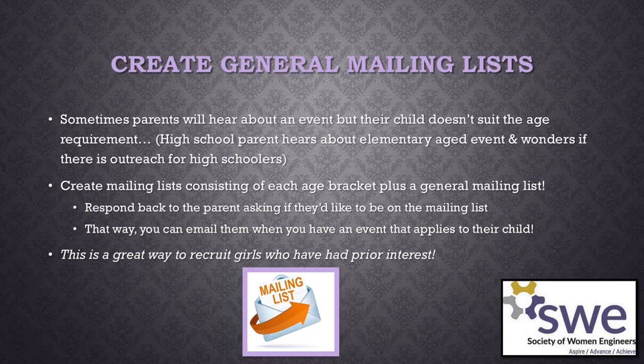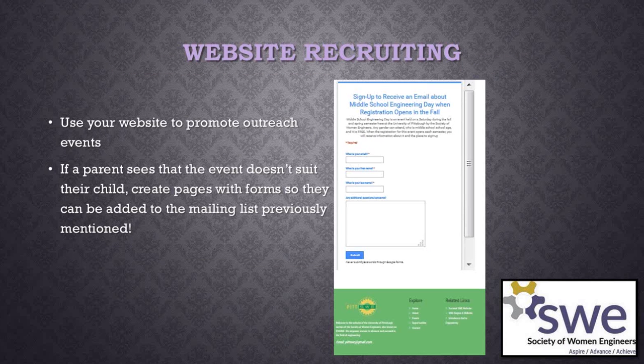And then also, maybe there can be a general mailing list. Some parents might have multiple children, and they might be interested in all your events. Or maybe they're a Girl Scout leader of many ages, things of that nature. So then anytime you have an outreach event, you can email it to that mailing list. And it's just a really great tool to recruit girls who have had prior interests, or the parents have had prior interests. So these are probably girls who are going to sign up because they already reached out to you.